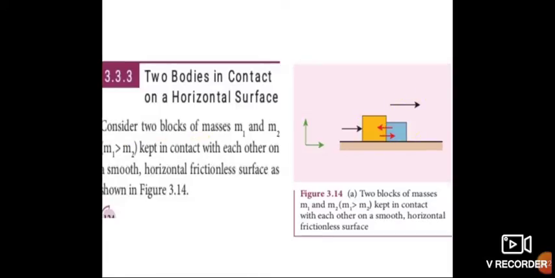So consider the two blocks of masses m1 and m2. Here m1 is greater than m2. They are kept in contact with each other on a smooth, horizontal, frictionless surface. Okay, friends, the two objects have masses m1 and m2, and m1 is greater than m2. Now, these objects are placed in contact on the smooth, horizontal, frictionless surface.